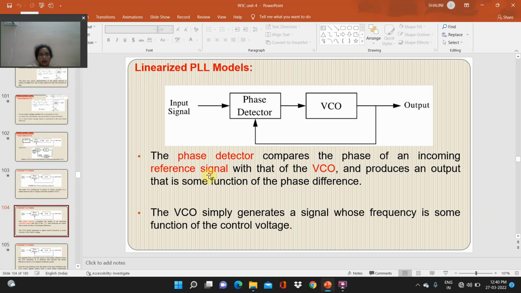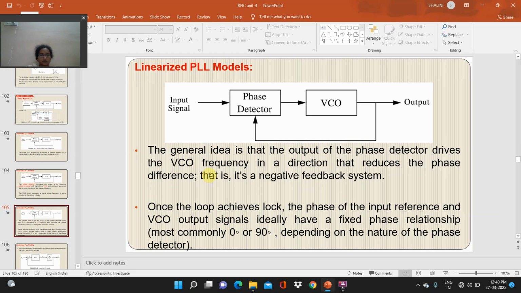The phase detector compares the phase of an incoming reference signal with that of the VCO and produces an output that is some function of the phase difference. The VCO simply generates a signal whose frequency is some function of the control voltage. The general idea is that the output of the phase detector drives the VCO frequency in a direction that reduces the phase difference, that is, it is a negative feedback system. Once the loop achieves lock, the phase of the input reference and VCO output signals ideally have a fixed phase relationship, mostly 0 or 90 degrees.